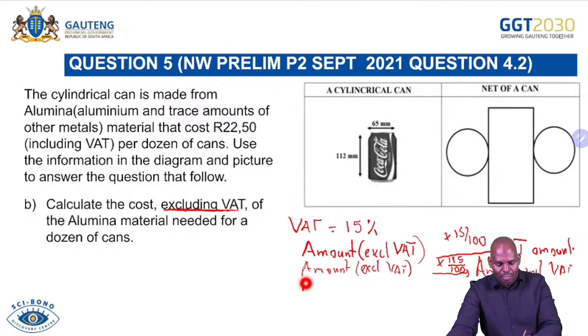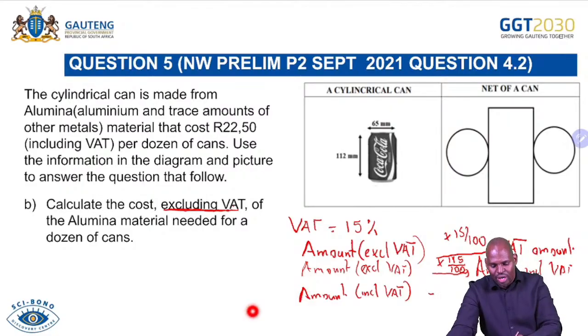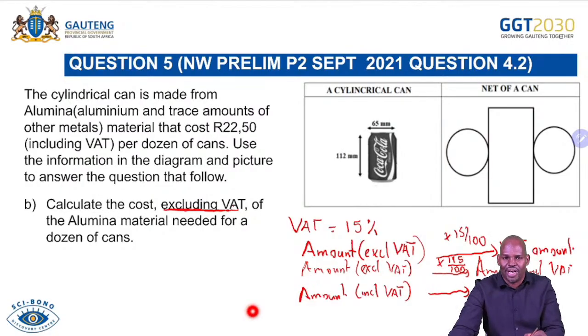Then if you've got an amount that is including VAT, and from this one you now want to know what the VAT amount will be, if the VAT is already included but you just need to know the VAT amount, remember that one you multiply by 15 over 115.